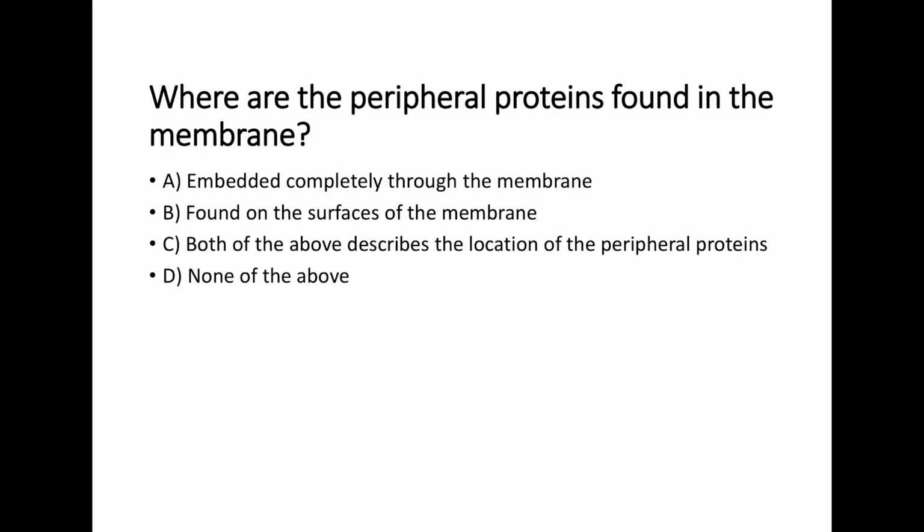Next one. Where are the peripheral proteins found in the membrane? The choices are embedded completely through the membrane, found on the surfaces of the membrane, both of the above describe the location of peripheral proteins, or none of the above. Now this you should know. Let's see, what is the answer? Found on the surfaces of the membrane.